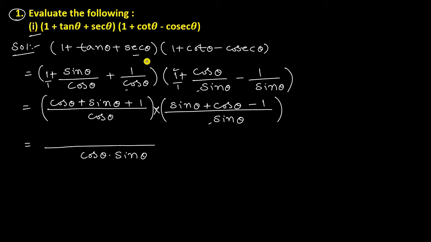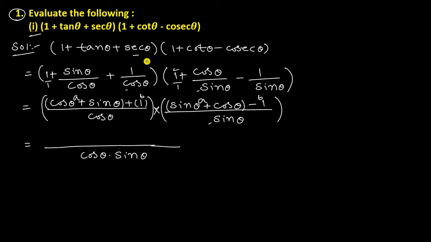Now come to the numerator part. What do we have in numerator? Cos theta plus sin theta plus 1, sin theta plus cos theta minus 1. So observe here cos theta plus sin theta. Here sin theta plus cos theta, both are same. Whether the order may be different, cos theta plus sin theta or sin theta plus cos theta, both are same. So for some time assume this as A and this also will be A. Now assume 1 as B. So here also consider 1 as B.